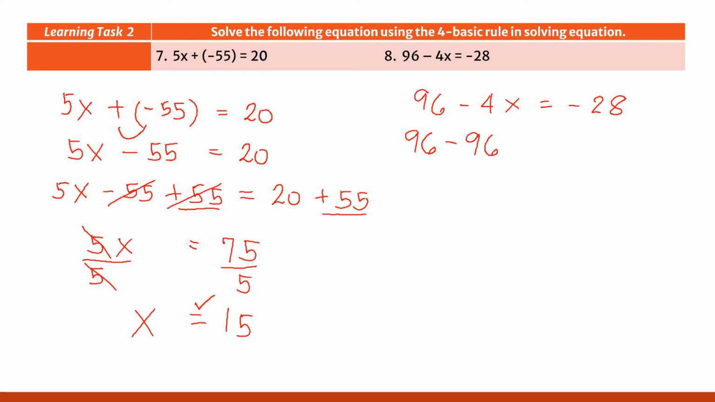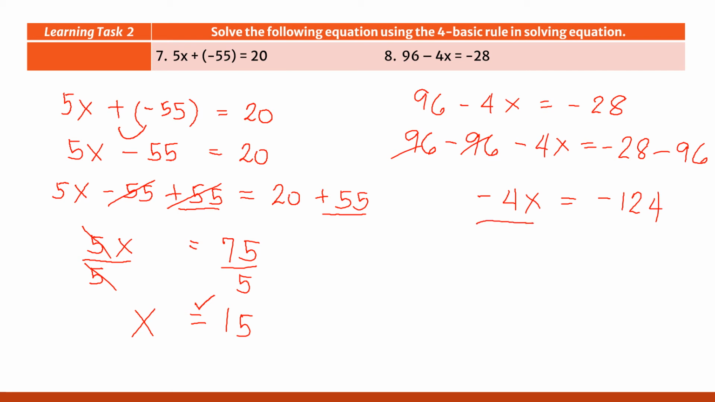So, to remove 96, mag-minus tayo ng 96. Okay? Minus 4x equals negative 28. So, sabi natin, minus 96. Okay? Cancel, 96 minus 96. Ano ang natira natin? So, ang natira na lang natin is negative 4x. Okay? And negative 28 minus 96, of course, is negative 124. So, the numerical coefficient of x is negative 4.